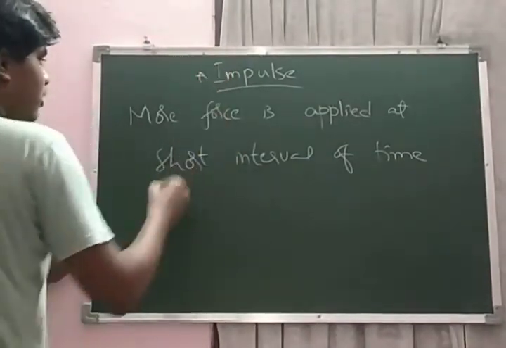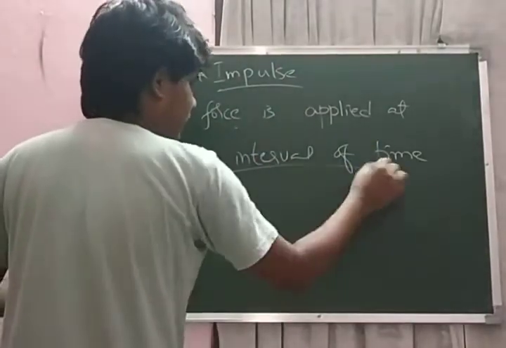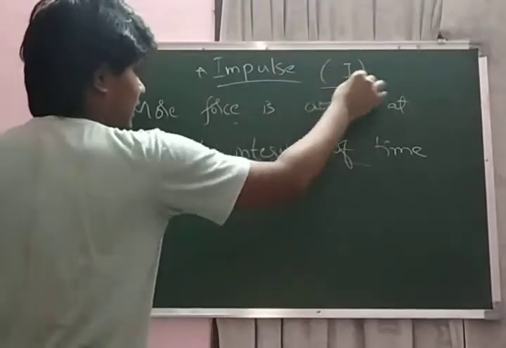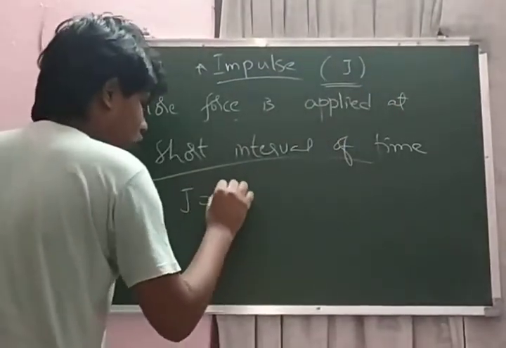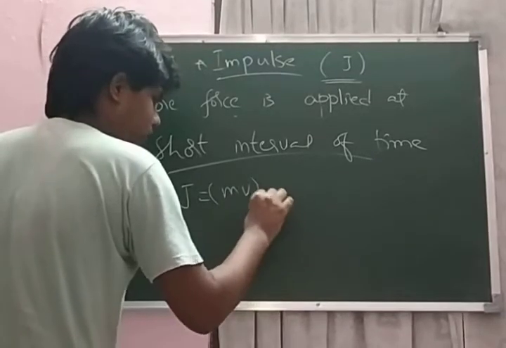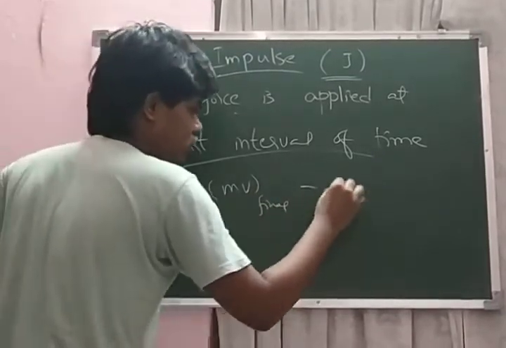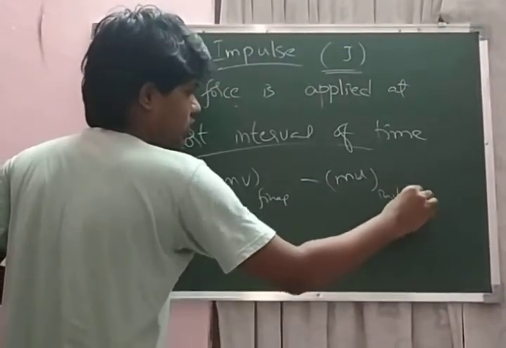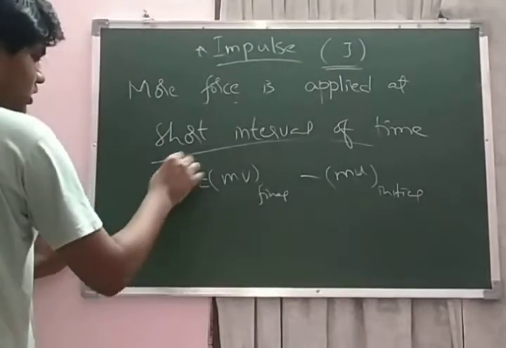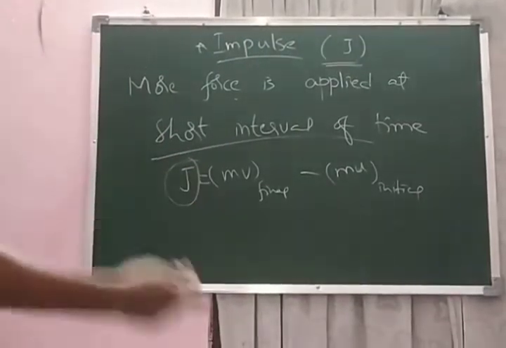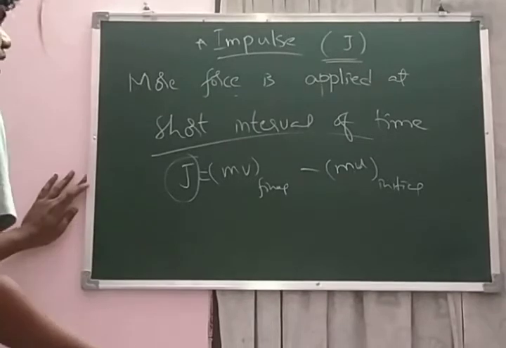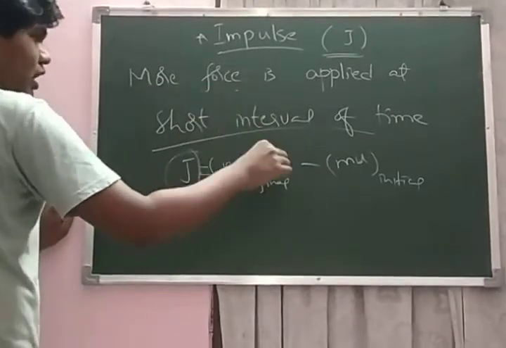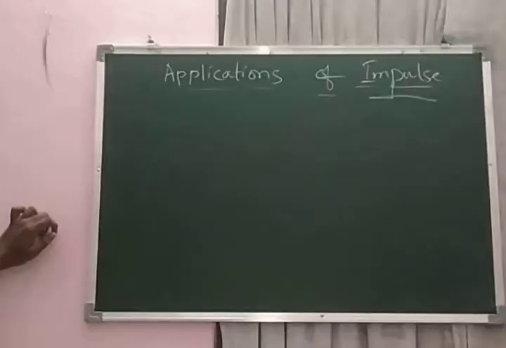Impulse. If a large force is applied for a short interval of time, then it is called impulse. Impulse is represented by the letter J. So J is equal to final momentum minus initial momentum. So simply, impulse can be said as the change in momentum before and after collision. But when we are saying the definition, we always say that a large force is applied for a short interval of time. So that is called impulse.